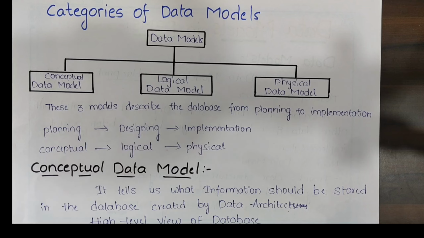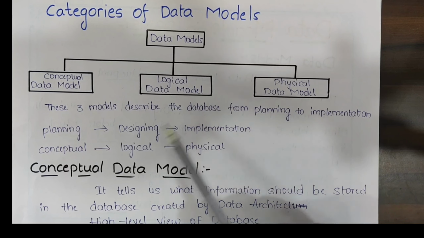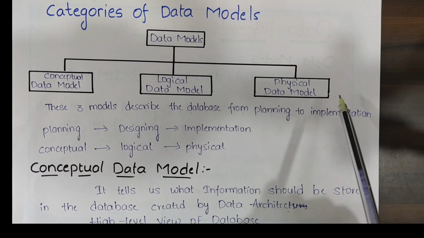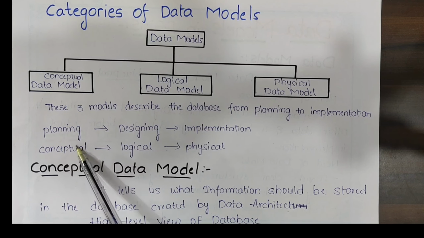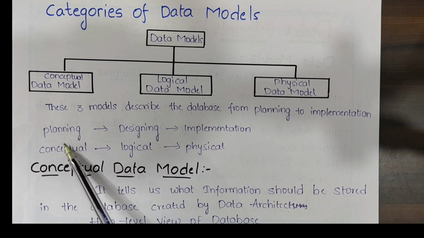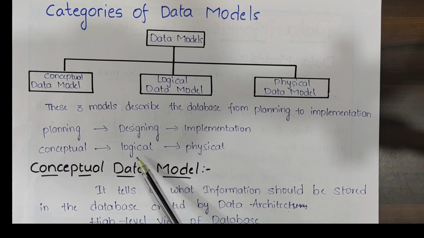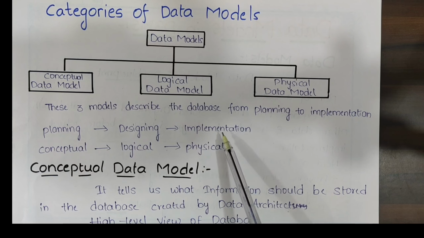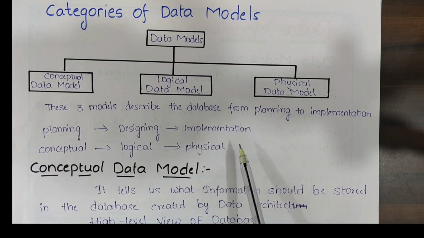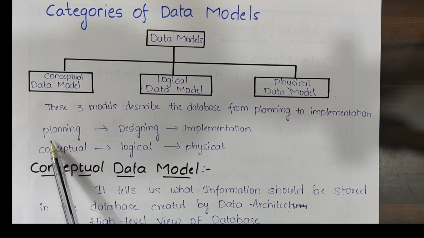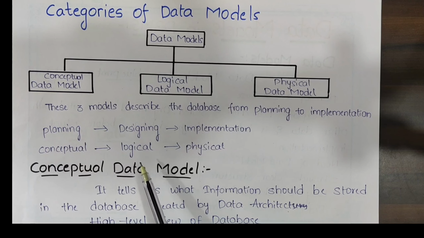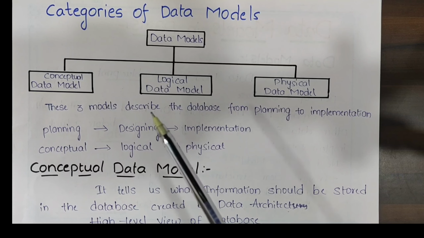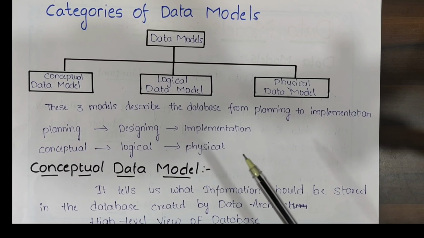Based upon the stages in the database design, the data models are divided into three main types: conceptual, logical, and physical. The conceptual model is mainly used in the planning stage, whereas logical is used in designing and physical is used in the implementation stage. So I have written it like a chart: planning, conceptual; designing, logical; implementation, physical. While you are writing in your examination, you had better draw this diagram so that the examiner will get impressed and give you more marks.